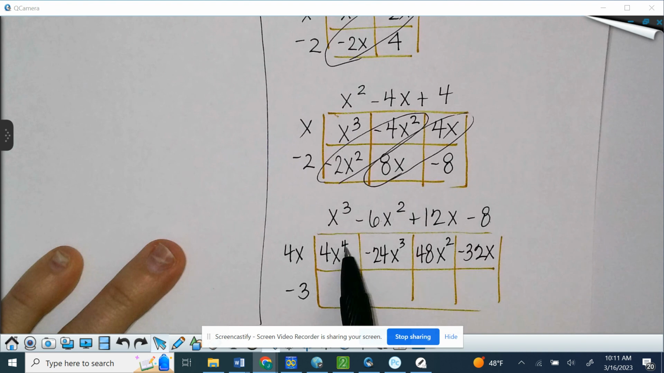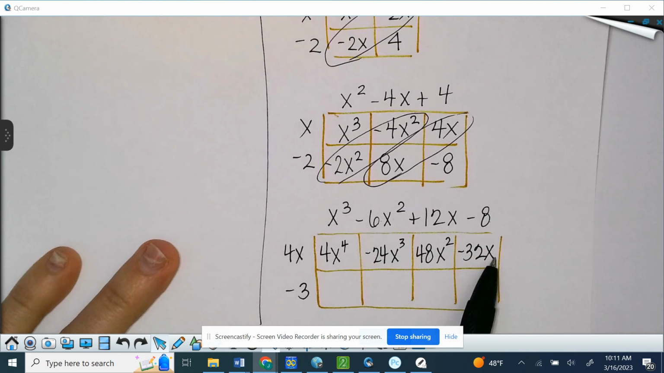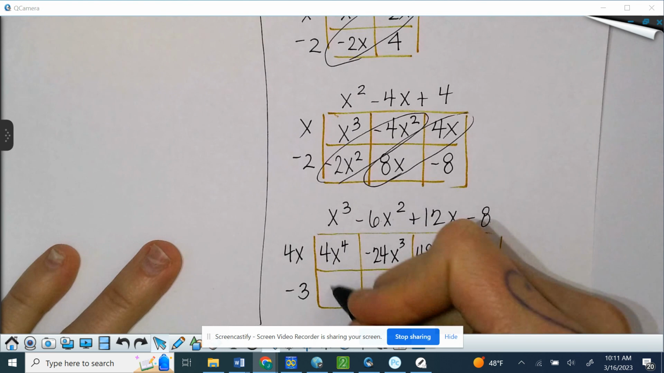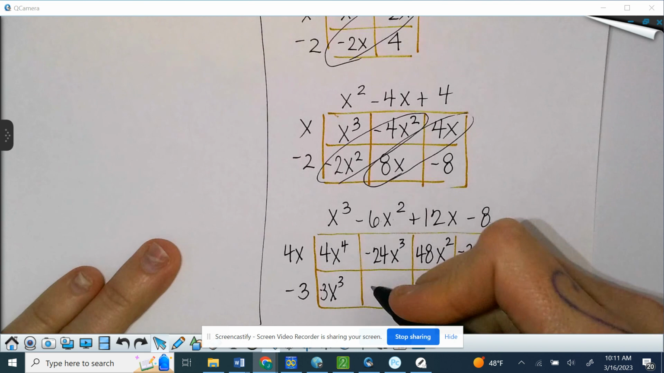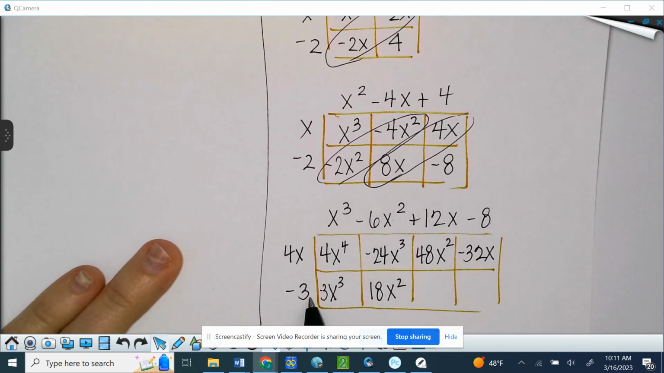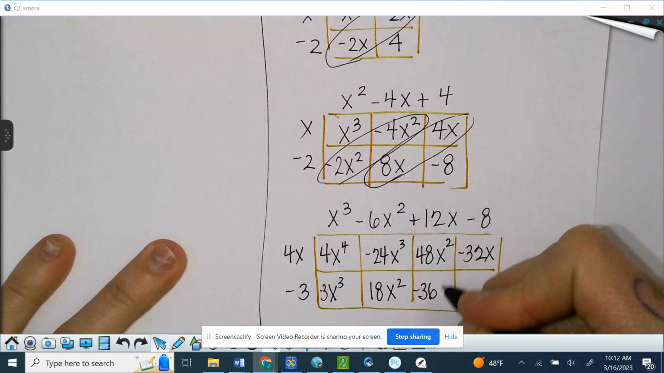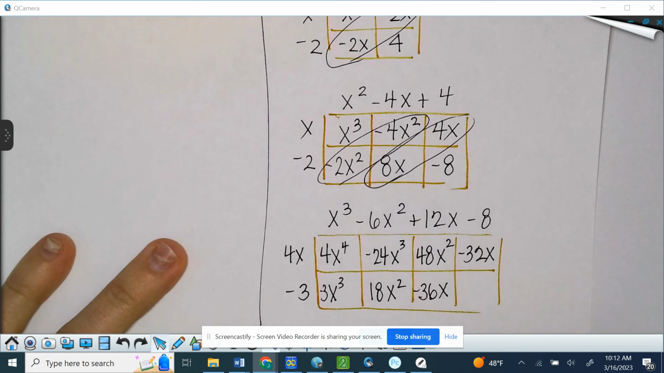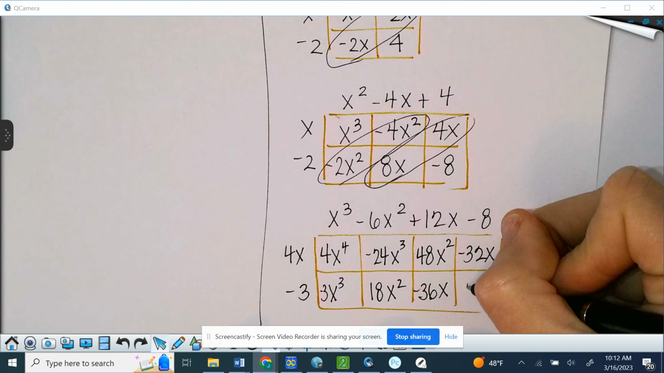4, 3, 2, 1. And that works because we have 3, 2, 1, none. If somebody was missing, it would not look so nice and neat and sequential. So now we're going to do the bottom. So negative 3 times x cubed is negative 3x cubed. Negative 3 times a negative 6 is going to be a positive 18. X squared, because there's not an x down here. 12 times a negative 3 is going to be a negative 36. There's one x at the top, so bring it down. And negative 3 times a negative 8 is going to be a positive 24.